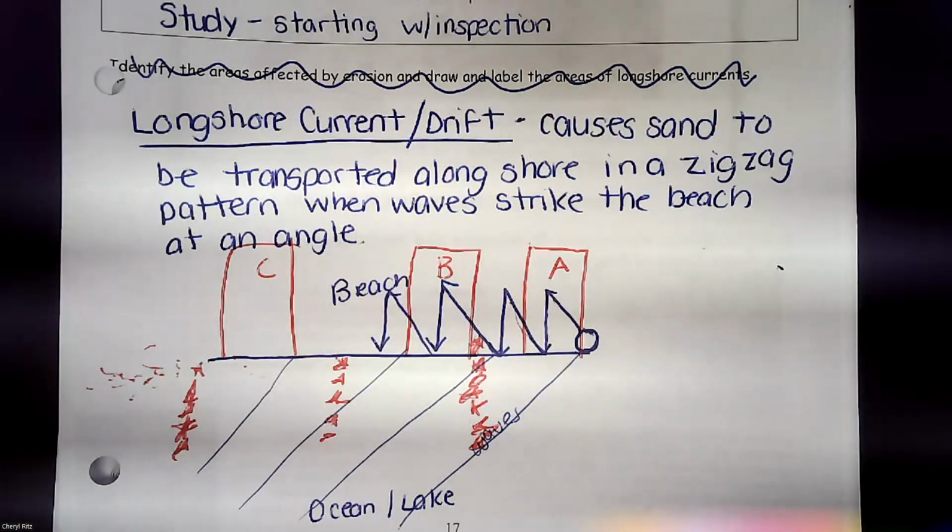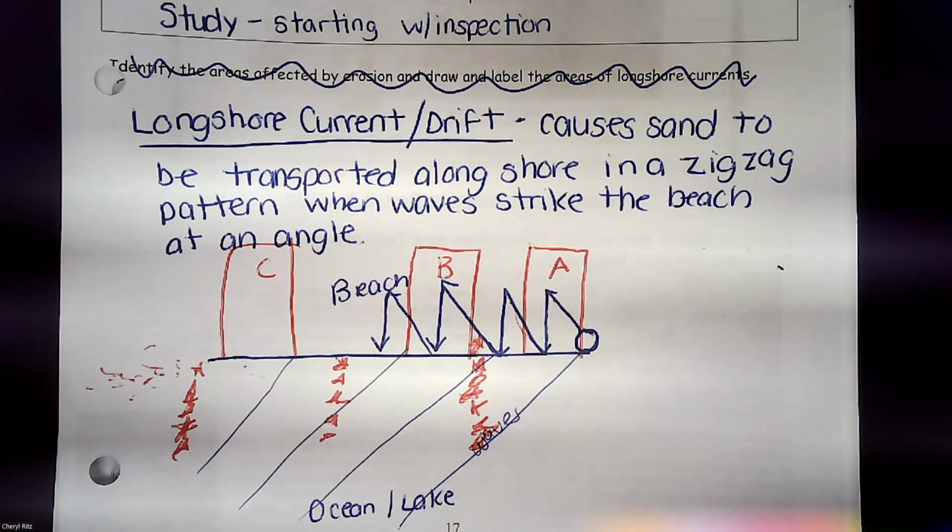So on the bottom of page 17, we took these notes. If you don't have them from yesterday, you need to add this to your reading or to the bottom of page 17. So we do have that longshore current causes sand to be transported along the shore in a zigzag pattern when waves strike the beach at an angle.